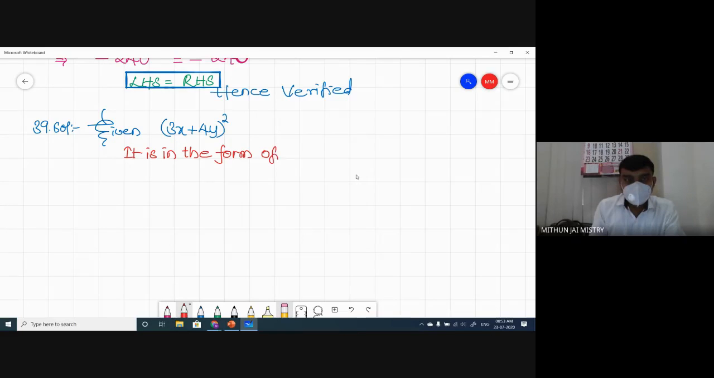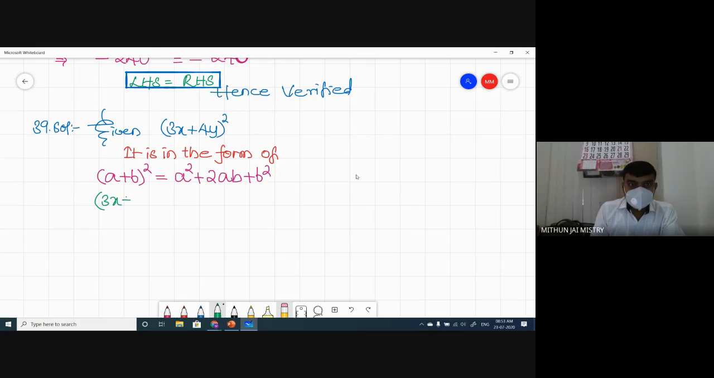Now when we write it is in the form of, next we change our line. We write here: it is in the form of a plus b whole square. Definitely it is. Now we need to write what a plus b whole square is. It can be written as a square plus 2 into a into b plus b square.